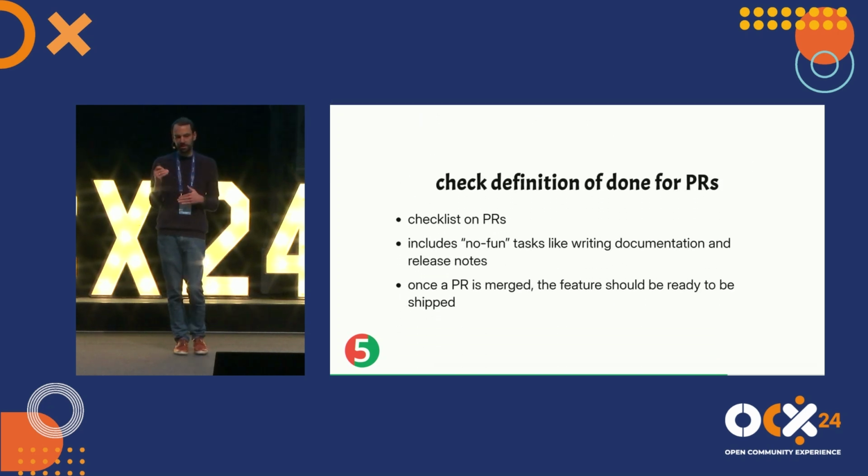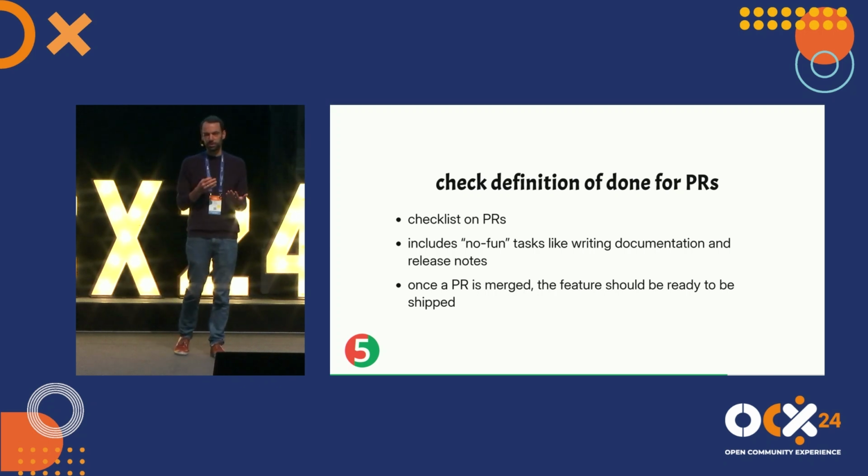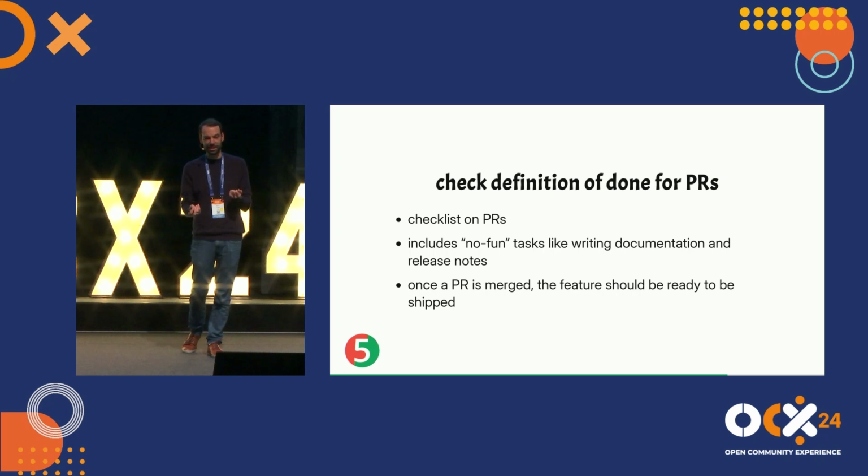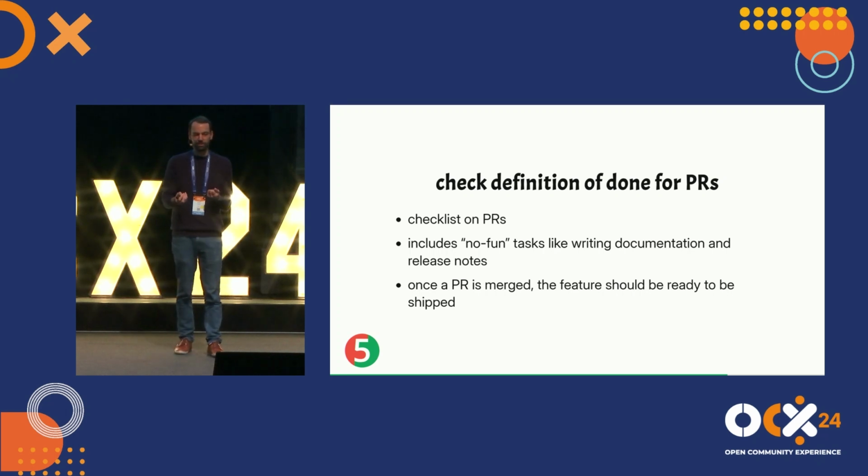We have a definition of done for pull requests, which we check. That includes no-fun tasks like writing documentation and release notes. For us, it's essential that once a PR is merged, it's potentially shippable. We don't have to do another round of fixing the documentation or doing this and that. It should be self-contained. Everything should be in there, and that includes those 2 points. Since we're using AsciiDoc and it's in the same repo, that is not usually a problem.